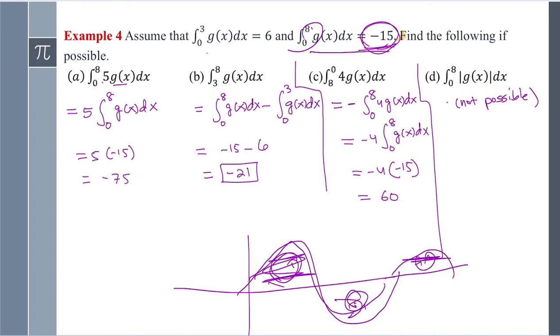In the next video, we're going to talk about how to evaluate the definite integral in a more efficient way, that is using the fundamental theorem of calculus.